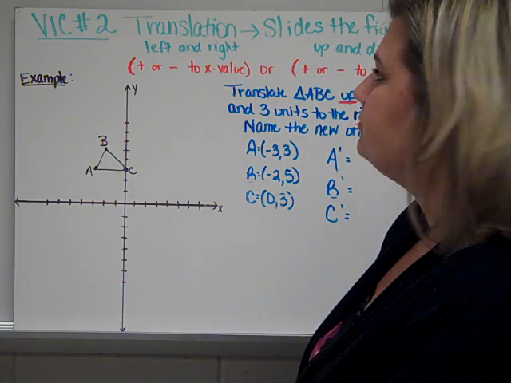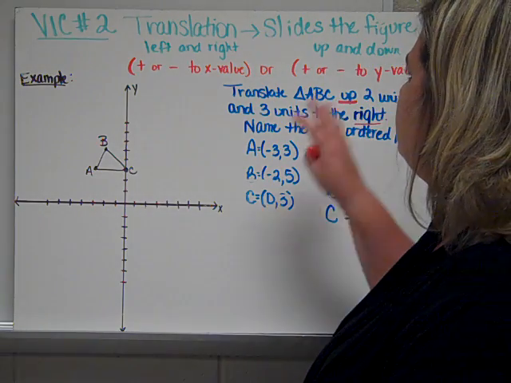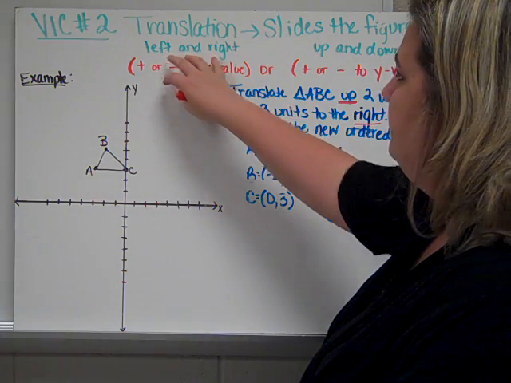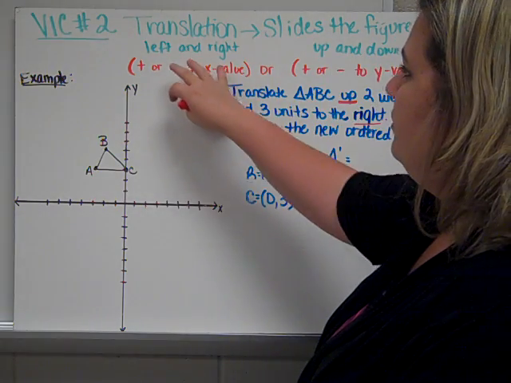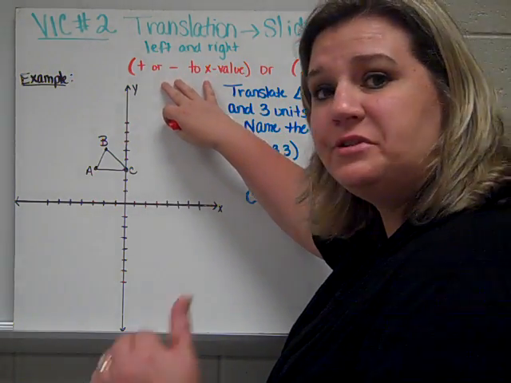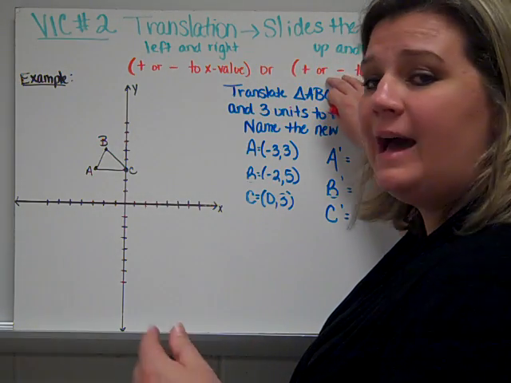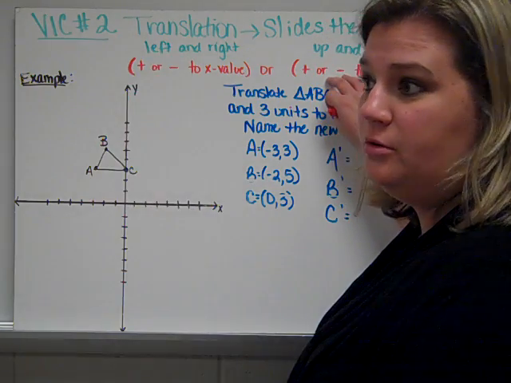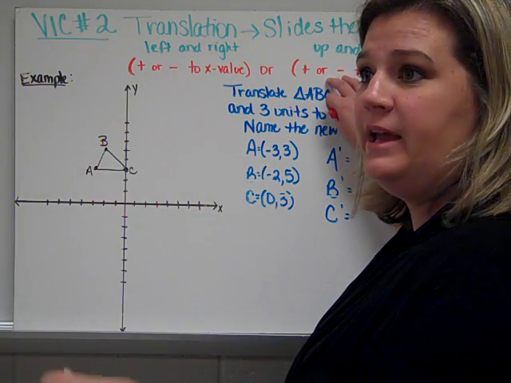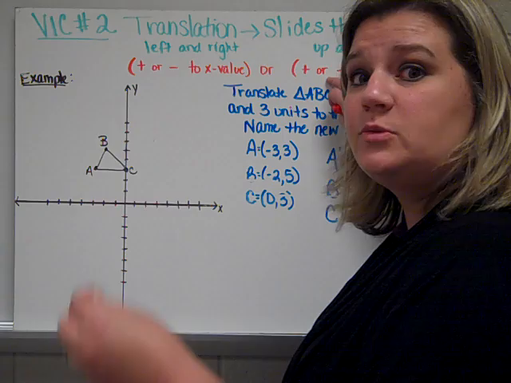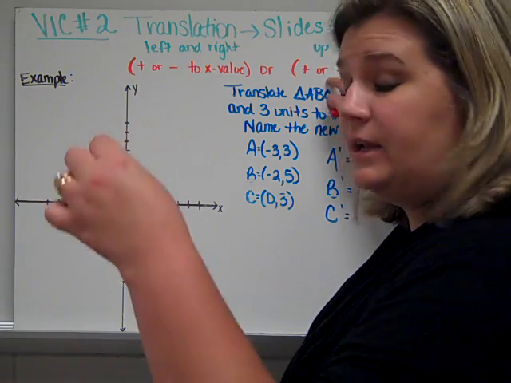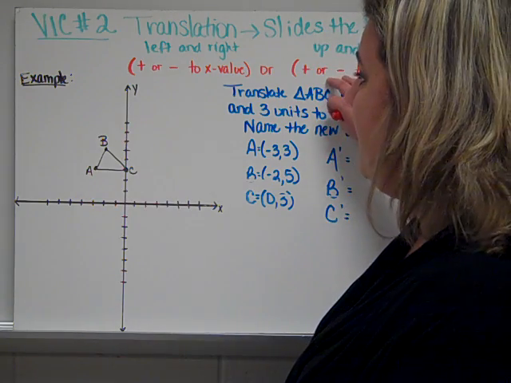Big number 2. Translation is where we slide the figure left or right and up and down. If we move it left and right, that means we're going to be adding or subtracting to the x value. If we move it up or down, we're going to be adding or subtracting to the y value. Think of the coordinate plane, up and down, that is the y-axis. So that's why we would be manipulating that particular value.